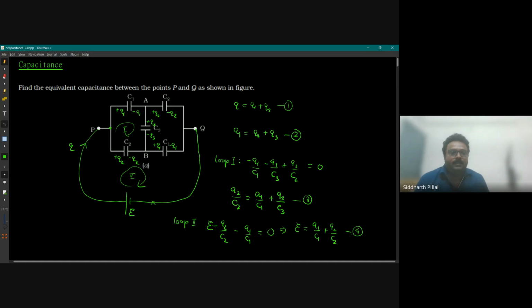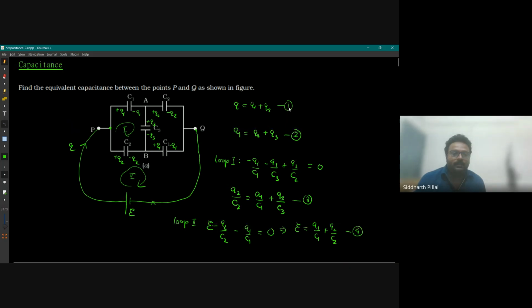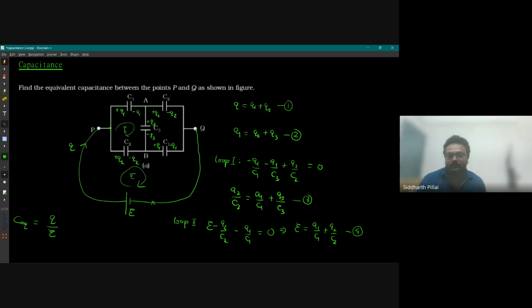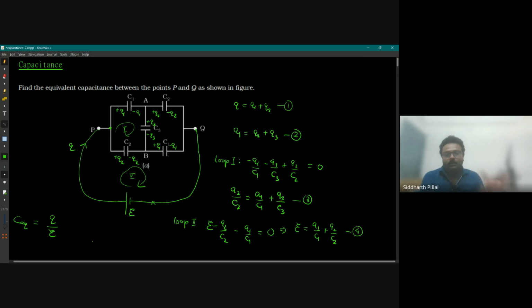What you need to do is, in order to find the equivalent capacitance, you just take the charge that is given to this circuit and divide by the potential difference that you have provided to the circuit. So C equivalent of this combination is just charge by the EMF of the cell. So basically, you need to find out what is this Q in terms of E, and whatever will be left behind will be your equivalent capacitance.